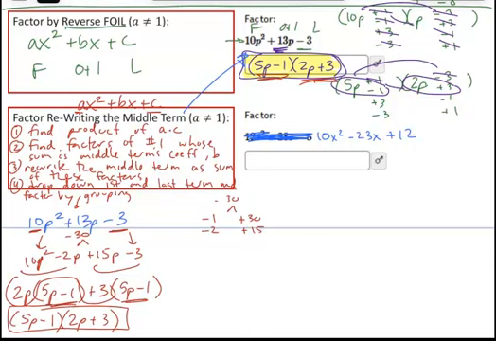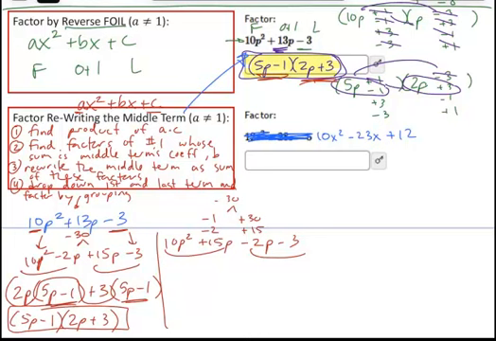And now, what if when you saw this, you had written it as positive 15 and negative 2? What if you happened to be writing your positive numbers on the left, your negative numbers on the right? If we had rewritten this as 10p squared plus 15p minus 2p minus 3, if we dropped the first and last terms down and we factored by grouping here, is this going to change anything?